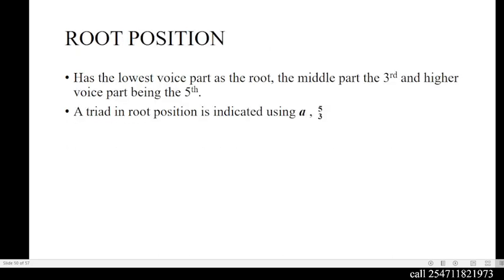Root position. We talked about how to construct a root position in my previous lessons. A root position has the lowest voice part as the root, then the middle part as the third, and the higher voice part as the fifth. A triad in root position is indicated using 'a' or 3-5. 3-5 simply means that from the root to the third is a third, then from the root to the fifth is a fifth.